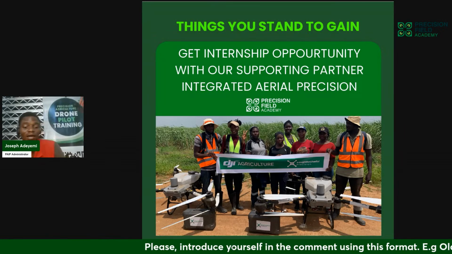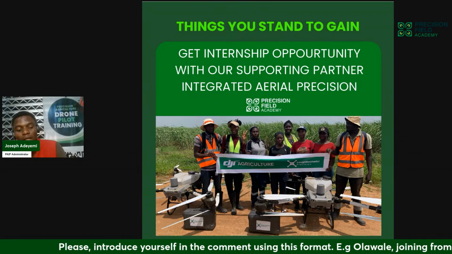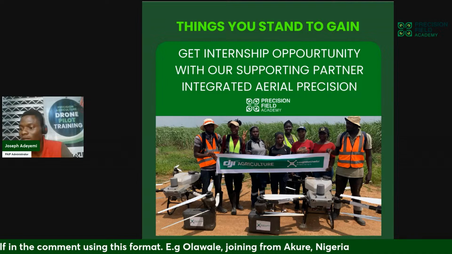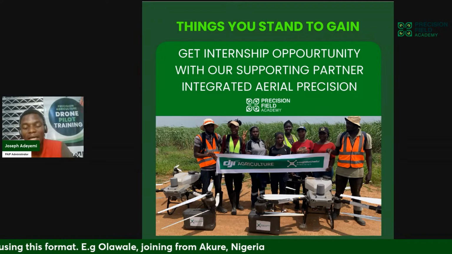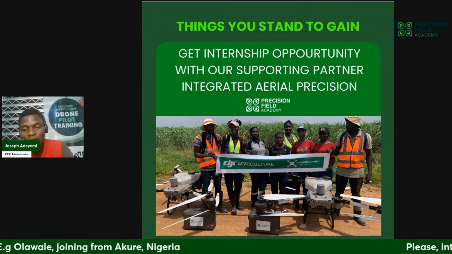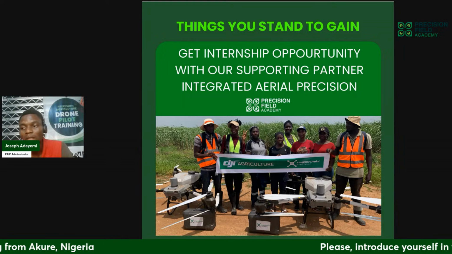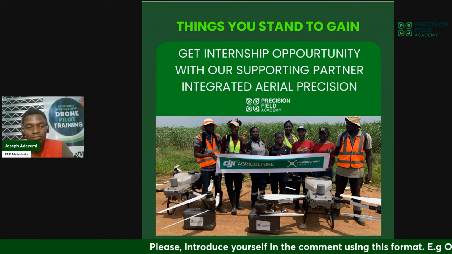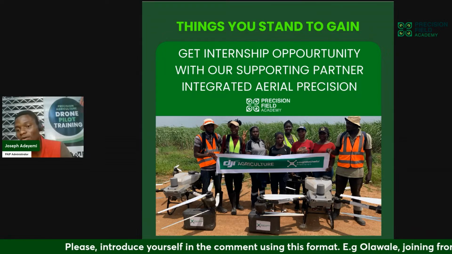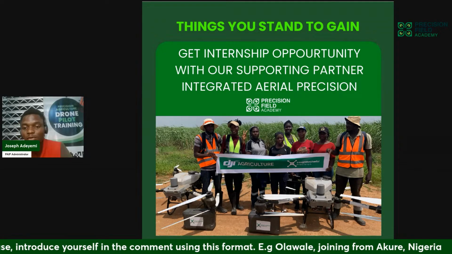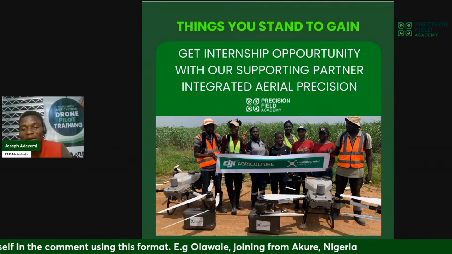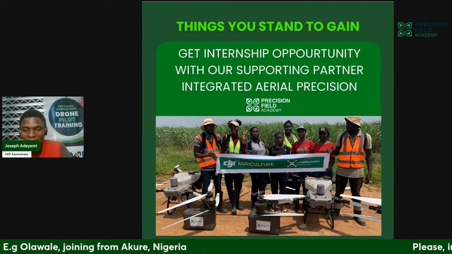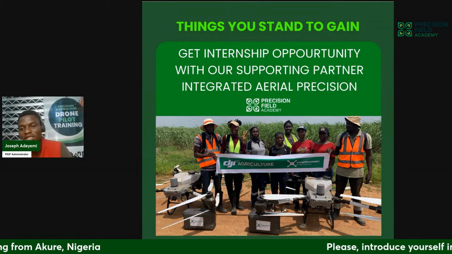And lastly, Integrated Aerial Precision. Integrated Aerial Precision is a drone technology company based in Nigeria, revolutionizing the agriculture sector, leveraging drone technology to change the paradigm of agriculture. So Integrated Aerial Precision is involved in services like precision drone spraying, aerial spraying, farm mapping, surveying, broadcasting, and all of these operations, to help farmers farm productively and more efficiently.